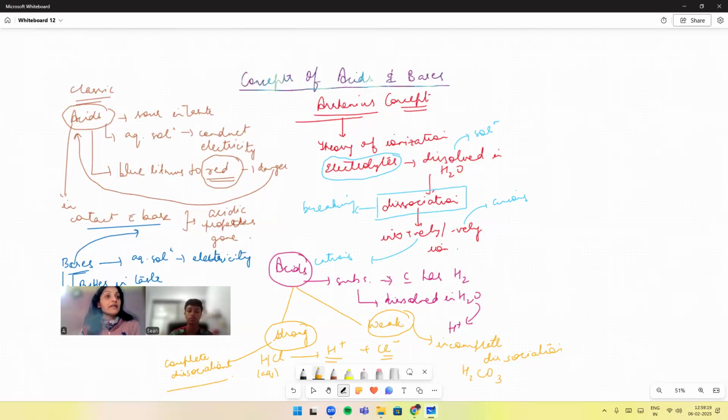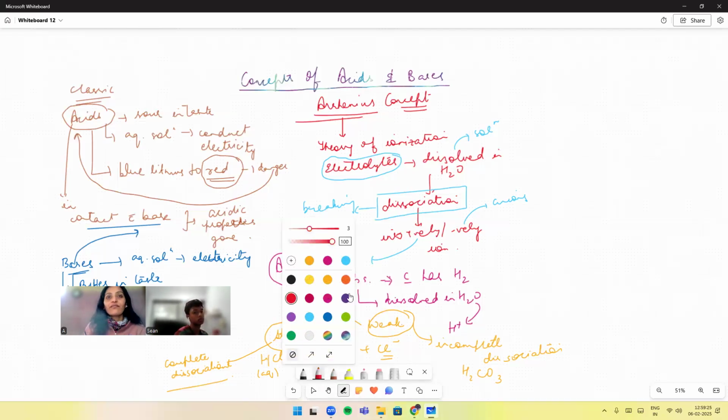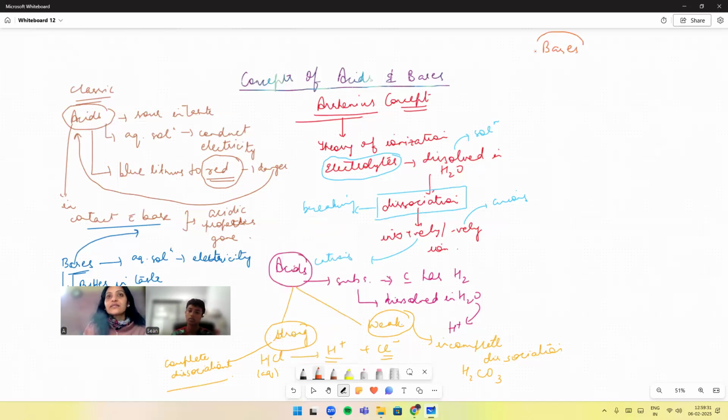Okay, now we are going to define bases on the Arrhenius theory. Now comes our bases. So how did Arrhenius define them? He said the substances having hydroxide group, OH group, are going to form hydroxyl ions when dissolved in water. So which type of ion is formed? OH ions when dissolved in water.